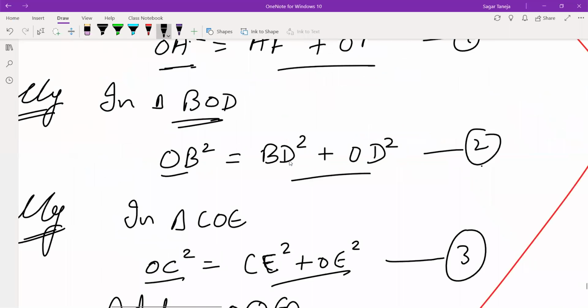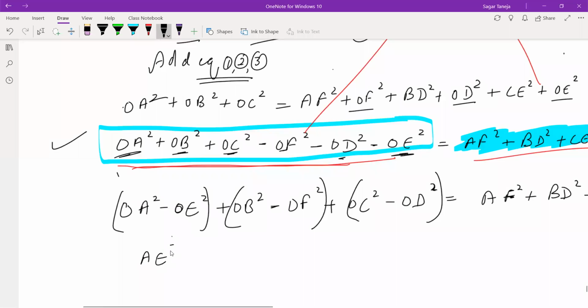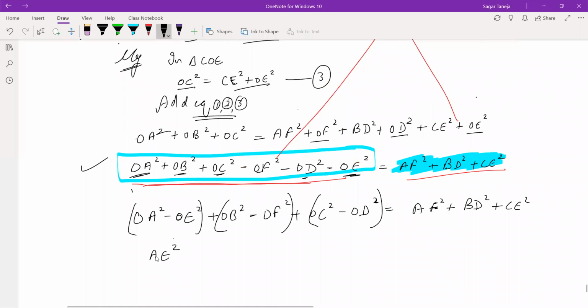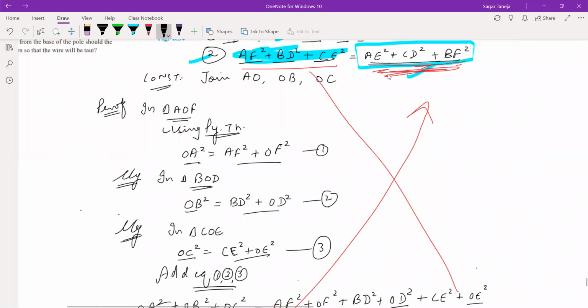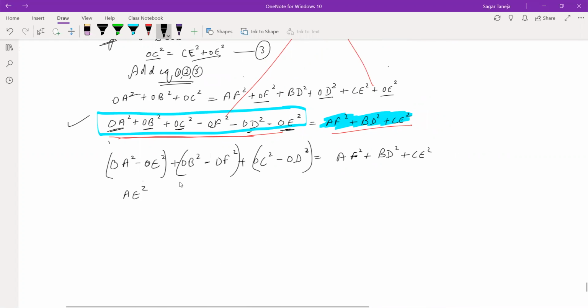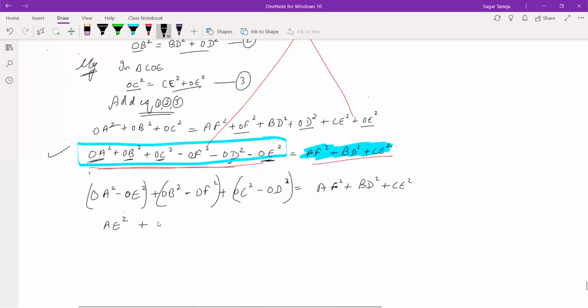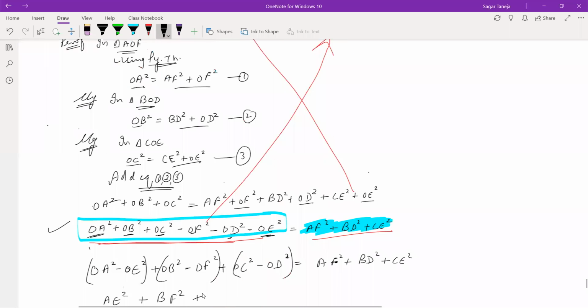See this. OA minus OE is equal to AE square. This way we have to take out the values and it will start matching with this thing. See this. We got this AE square. Again, OB minus OF will be BF square, and OC minus OD will be CD square.